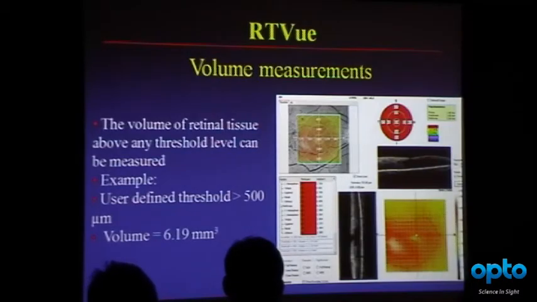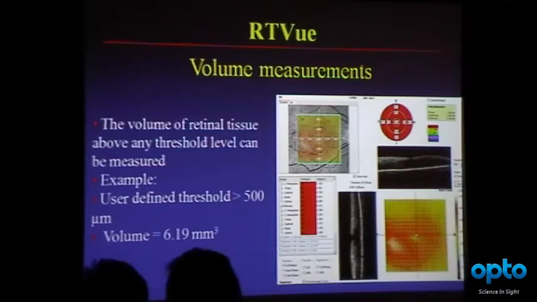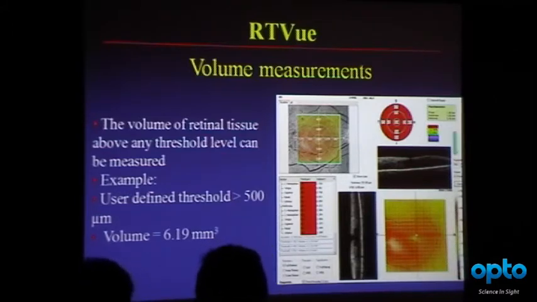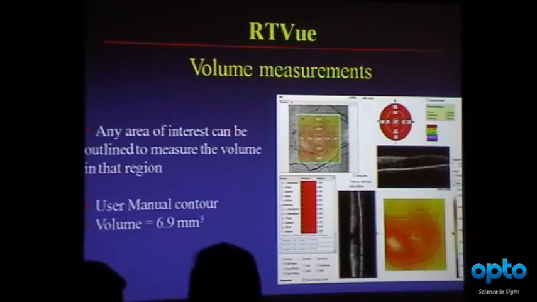Volumes can also be used, and I mentioned this threshold volume, which I think is quite helpful. You can define up to 500 microns. Over here, the threshold that you define is abnormal. Typically, we choose 300 microns, and anything above 300 microns is abnormal.